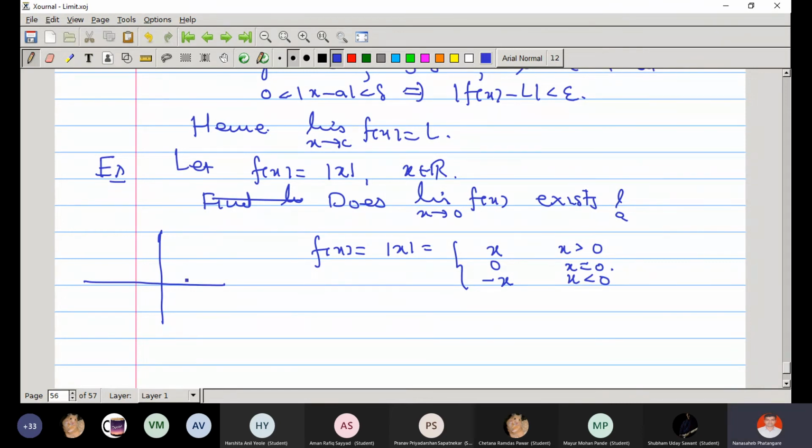And what is the graph? Can you sketch the graph? Okay, let us think about the positive part. On the positive side, it is just y is equal to x, f of x is equal to x, like this. On the negative side, f of x is equal to minus x, that means y is equal to minus x. So y is equal to x and y is equal to minus x, and at 0 it is 0. So this is the graph. Do you understand? Is it correct?